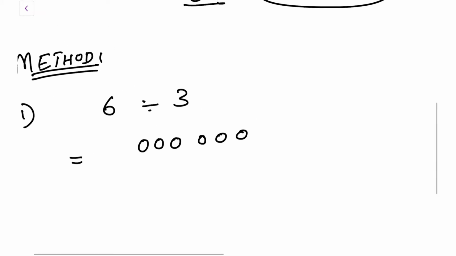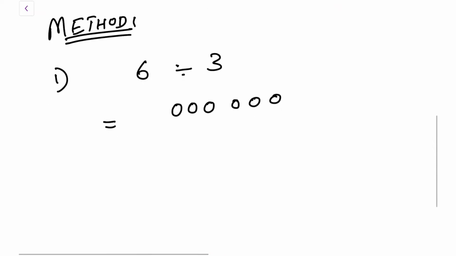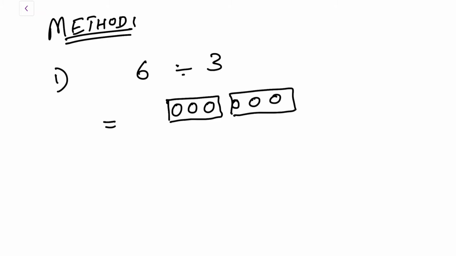Now let's say these are 6 balls. These 6 balls need to be divided into 3 each. Let's put them into groups of 3. 3 and 3. As you can see, now you have divided the 6 into 3 each. So tell me how many groups are there. This is one group and this is the second group. So there are 2. The answer is 2. This is how you can solve division by the first method.